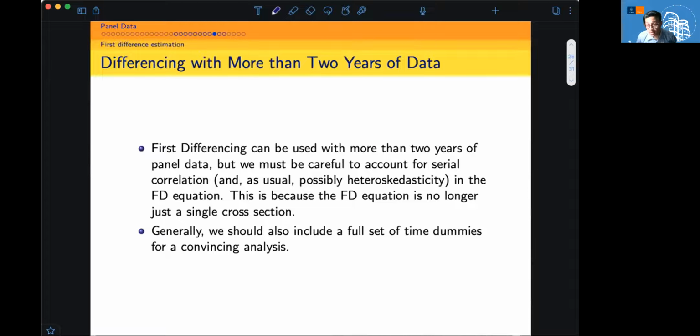Now, the next question that you can ask is, can we do first differencing with more than 2 years of data? So far, we only have 2 years of data, but can we do differencing with more than 2 years of data? Well, first differencing can be used with more than 2 years of panel data. So the answer is yes, but you have to be really careful to account for serial correlation. Why? As we will see, now that we have more than 2 years of data, even though we eliminate the unobserved heterogeneity a_i, we do not eliminate the shocks.